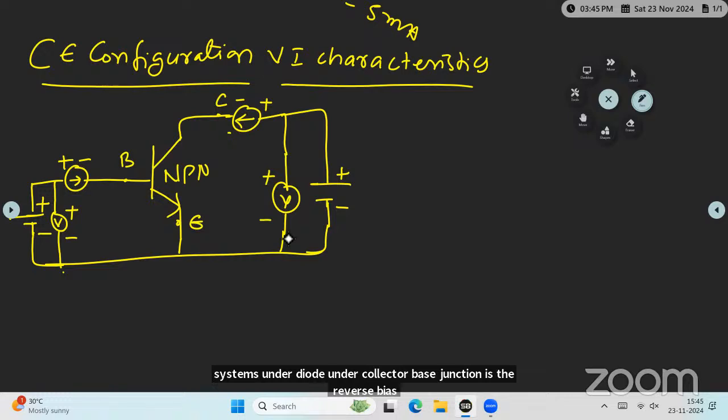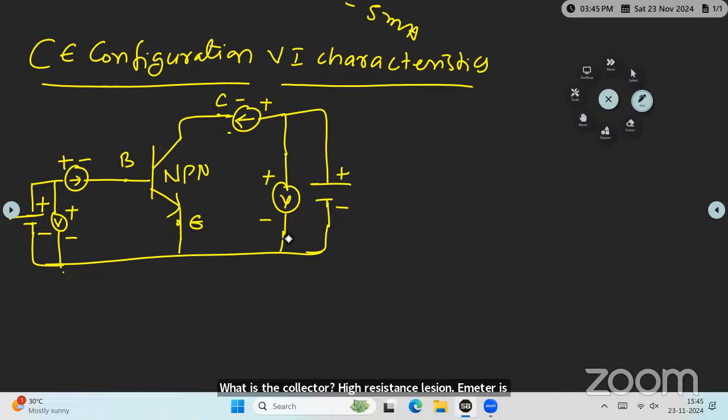What is the current direction? Base to emitter? Ekkadi nunchi flow avutundi current? Collector to emitter, right? What is the collector? High resistance region. Emitter is low resistance. So the current is transferring from high resistance region to low resistance region. That's why the transistor is called transferring the resistance. Okay, that is the transistor, and the transistor has three terminals: emitter, base, collector.